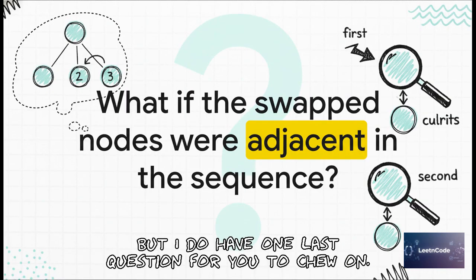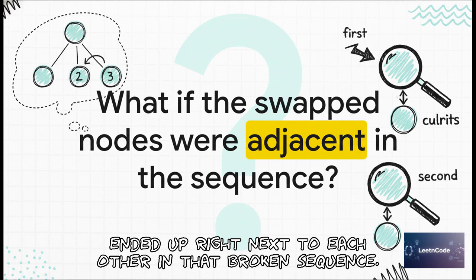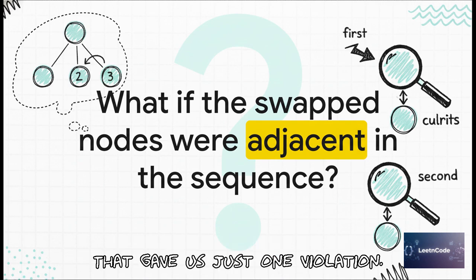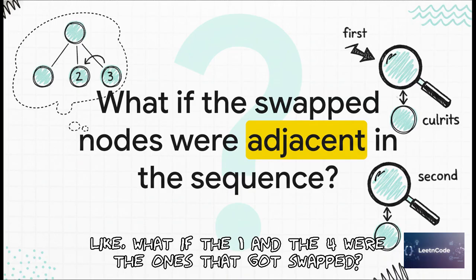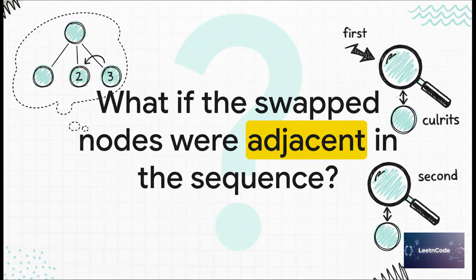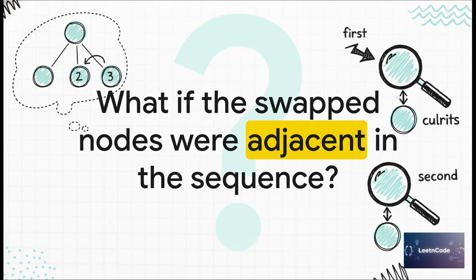But I do have one last question for you to chew on. In our example, the two swapped numbers, 3 and 2, ended up right next to each other in that broken sequence. That gave us just one violation. But what if the swapped nodes were far apart? Like, what if the 1 and the 4 were the ones that got swapped? How would our logic handle that? How many violations would you find then? And how would that help you identify the second culprit? Something to think about.